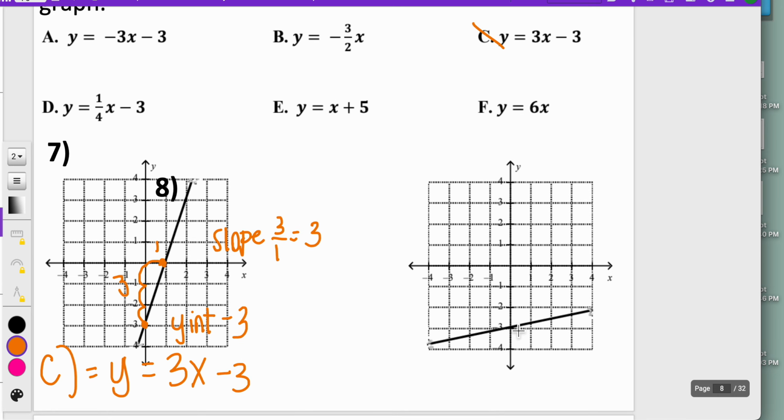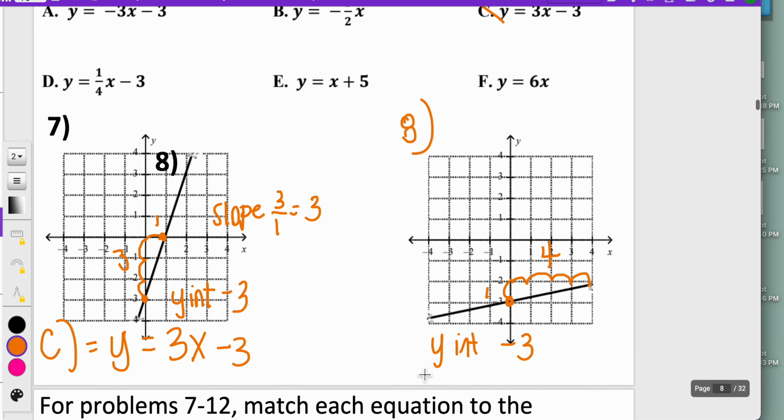Okay? For my next one, I'm not sure why 8 got weirded out like that. My y-intercept again is negative 3, but my rise is 1 and my run is 1, 2, 3, 4. So that'll give me letter D, y equals 1/4 x minus 3.